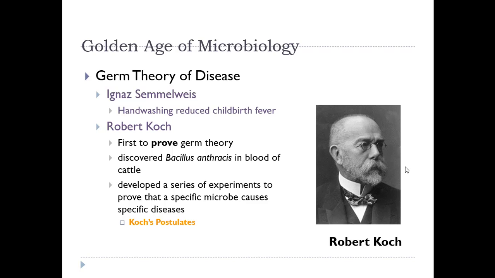Robert Koch. I don't know if he's related to the Koch brothers, but he was the first to prove germ theory. He discovered Bacillus anthracis, so anthrax in the blood of cattle, and developed a series of experiments to prove that a specific microbe causes specific diseases.